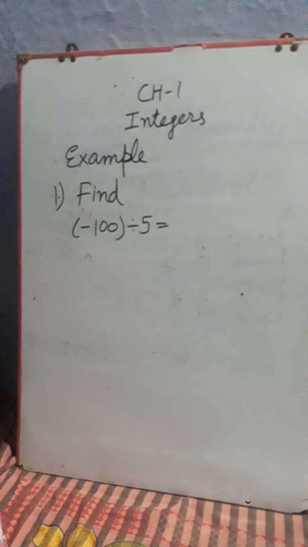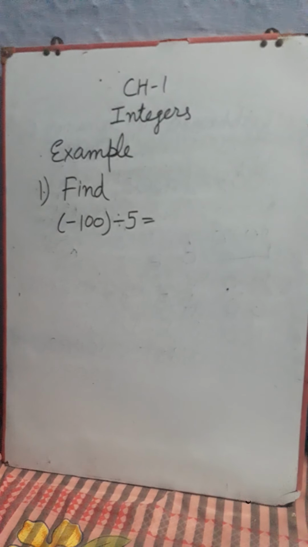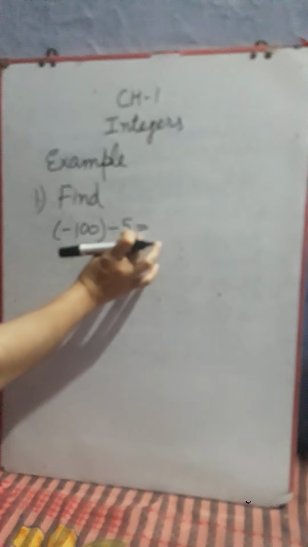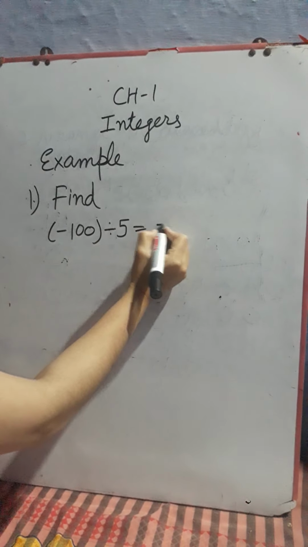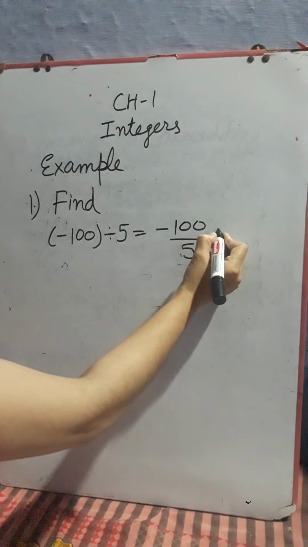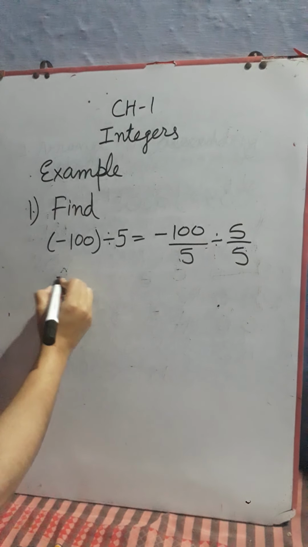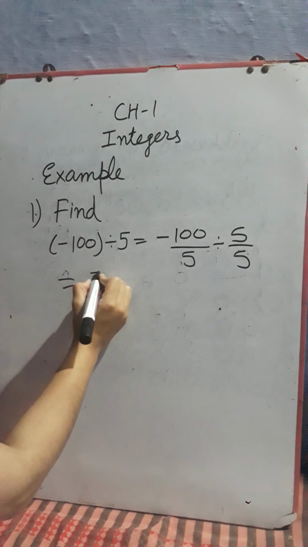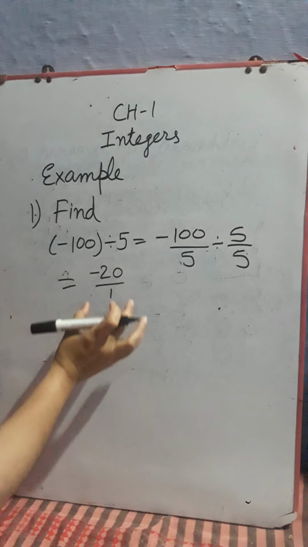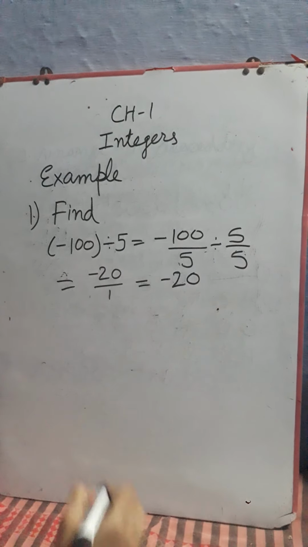Let me take an example. First, find minus 100 divided by 5. Here minus 100 is a negative integer and 5 is a positive integer. If we divide 100 by 5, it is divisible by 5. Now what do we have? Minus 20 over 1. When a negative integer is divided by a positive integer, we will get a negative integer as an answer.